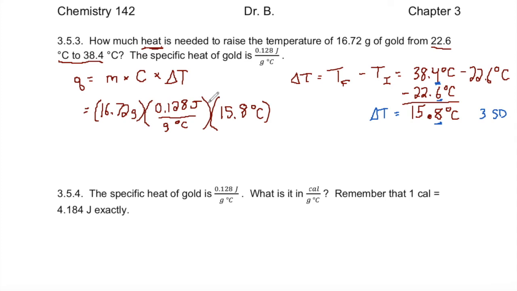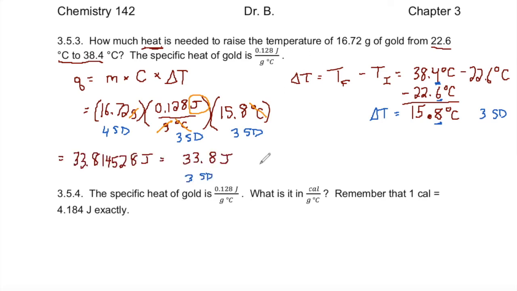So now we need to multiply these 3 quantities together. The grams are going to cancel, and the degrees Celsius are going to cancel, and we're going to be left with joules, which is a good unit to have for heat. This is a multiplication, so we need to pay attention to the number of significant digits in each number. Our answer is going to need 3 significant digits. Once I've rounded my calculator's answer to 3 significant digits, I get 33.8 joules.